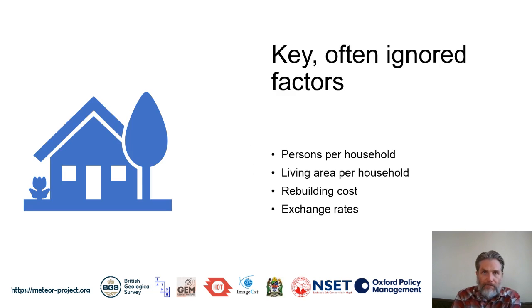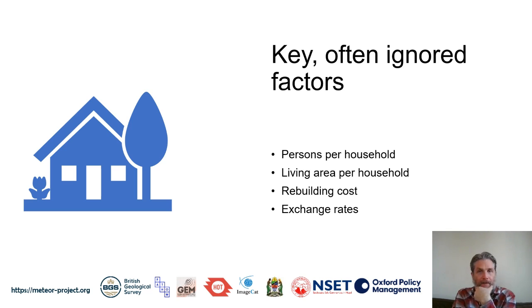So what that tells us is that there's really very key things that you need to focus on when you're developing these exposure data sets. Persons per household, living area per household, rebuilding cost, and exchange rates are all things that will exactly proportionally impact your results. So if you think that there's one person per household and it turns out that there's 2 people per household, you'll be high by 100%. That will affect your results by 100%.